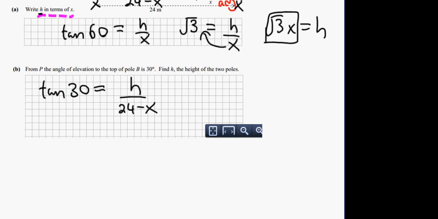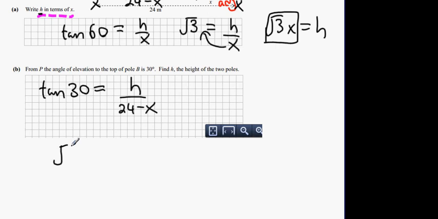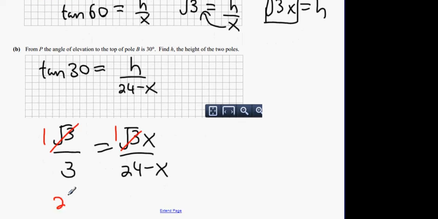What's tan 30? Can anybody tell me? It's 1 over root 3, which is also root 3 over 3. They're the same thing, but let's go with what the calculator has. And what's this one here? This here is going to be root 3x over 24 minus x. Now guys, what can we do with the root 3's? If root 3 is being multiplied on the right and the left, we can cancel them off and make them 1 each. Cross multiply. 24 minus x equals, anybody?